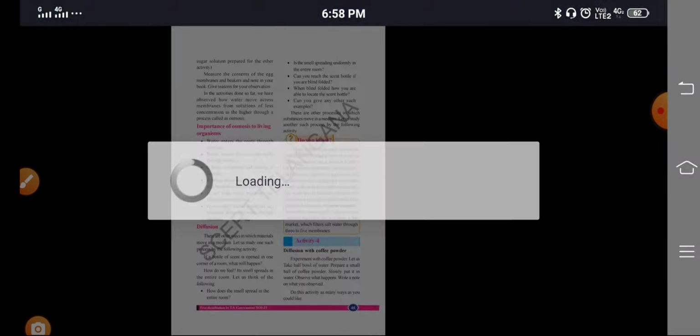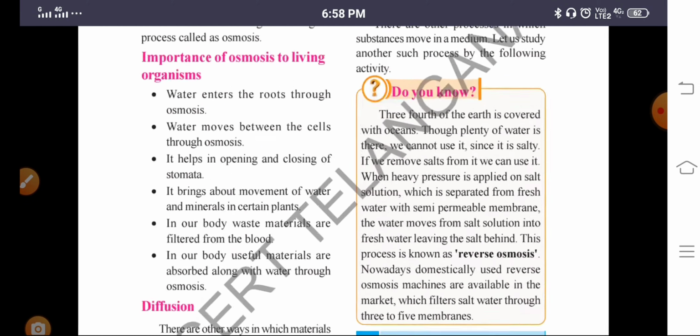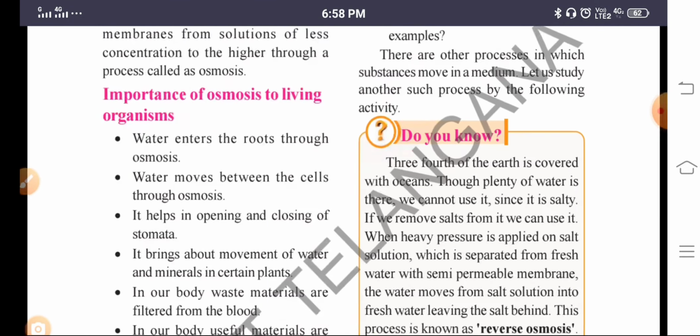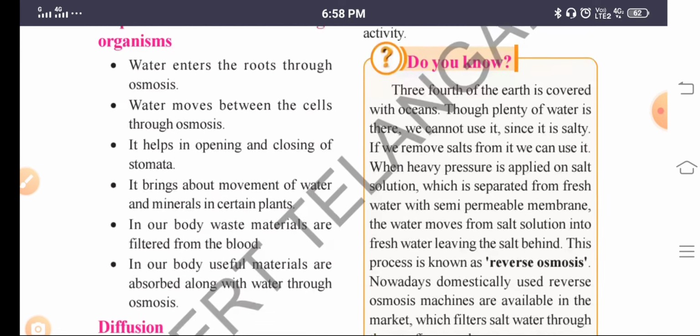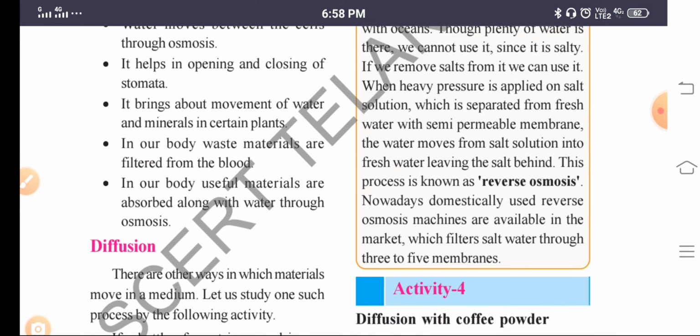enters through roots by osmosis. Water moves between the cells through osmosis. It helps in opening and closing of stomata. It brings about movement of water and minerals in certain plants.